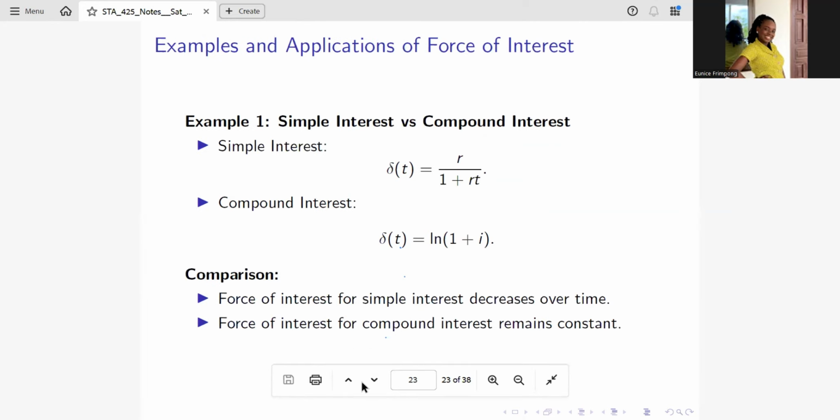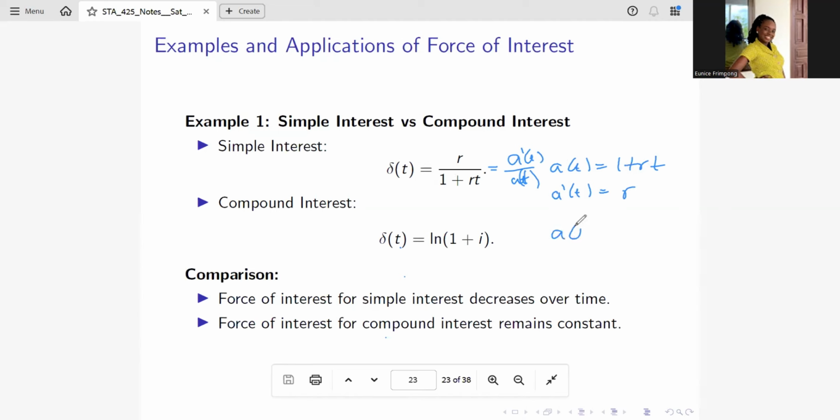Let's look at some examples and applications of the force of interest. Now, we want to look at simple interest and compound interest. How do they play out when it comes to force of interest? If you remember, the accumulation function for simple interest is this. When you differentiate this with respect to t, you get r. So using the formula, first differential over AT, we have here r, which is our first differential, over the function.